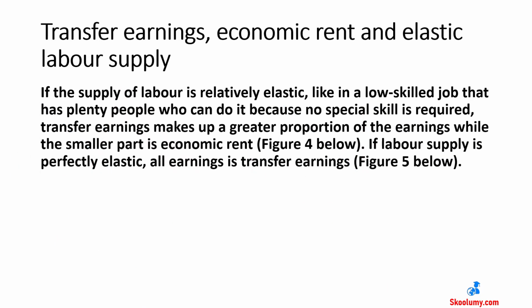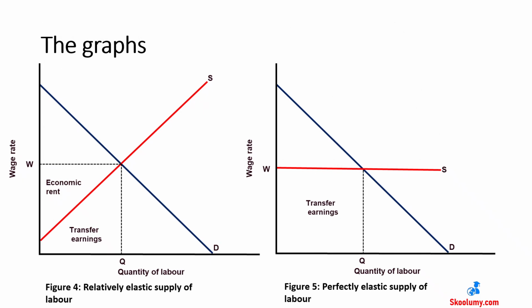The link between transfer earnings, economic rent, and elastic labor supply. If the supply of labor is relatively elastic, like in a low-skilled job that has plenty of people who can do it, because no special skill is required, transfer earnings makes up a greater proportion of the earnings, while the smaller part is economic rent, figure 4 below. If labor supply is perfectly elastic, all earnings is transfer earnings, figure 5 below. The graphs showing relatively elastic and perfectly elastic supply of labor.